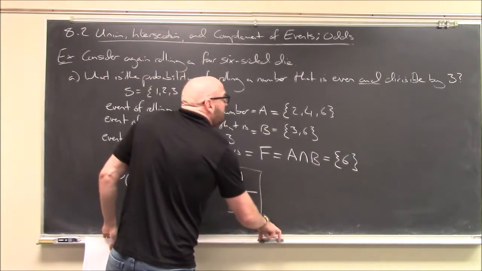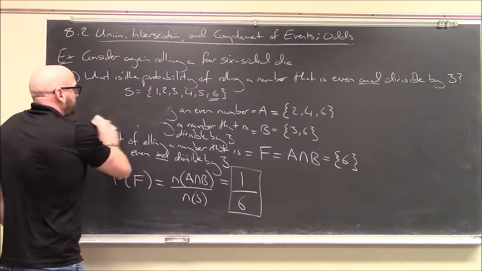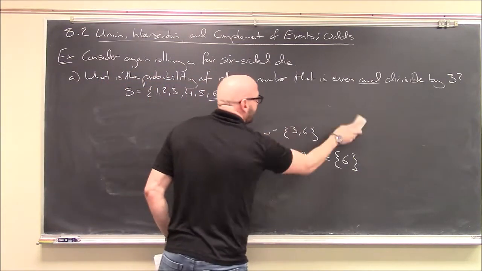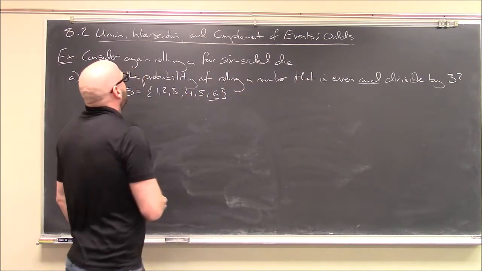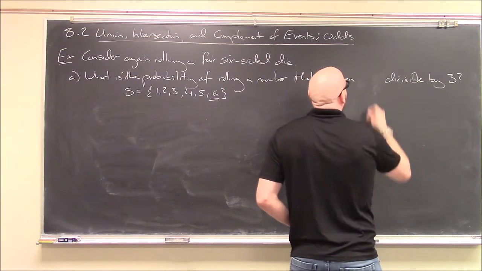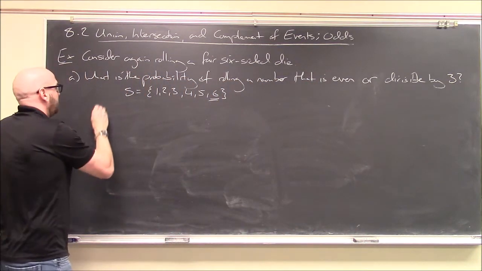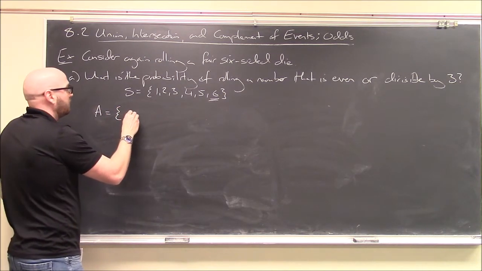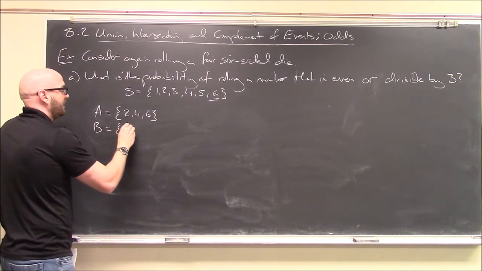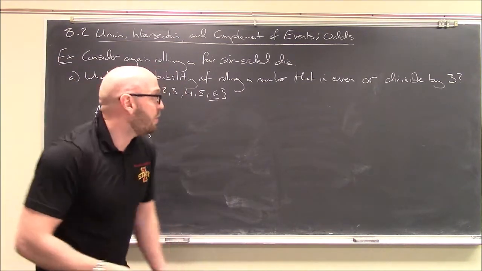But let's do something a little bit more exciting. Let's do set unions. So what's the probability of rolling a number that is even or divisible by 3? So again, maybe I shouldn't have erased these, but we had A was the event of rolling an even number, so 2, 4, and 6. We had B was divisible by 3, so 3 and 6.